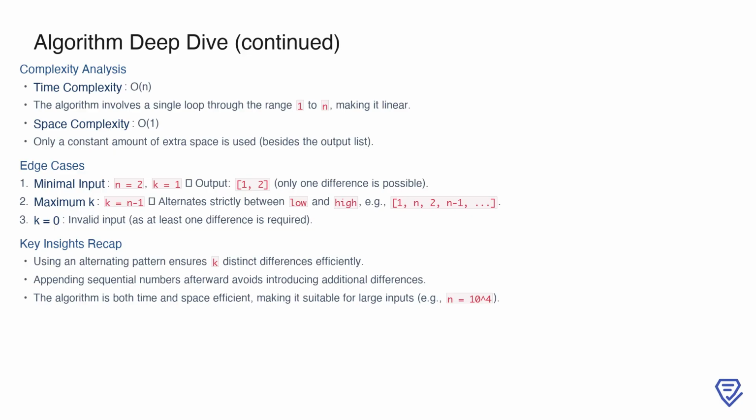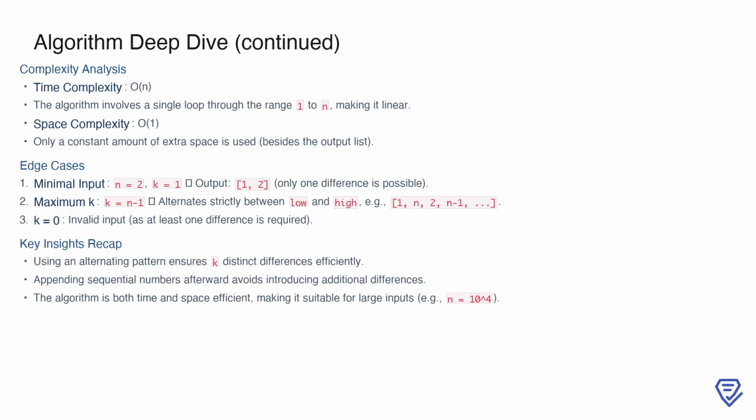When n equals 2 and k equals 1, the only possible output is 1, 2, as there is only one difference. When k equals n-1, the pattern alternates strictly between the smallest and largest numbers, such as 1, n, 2, and so on. For k equals 0, the input is invalid since at least one difference is required. By alternating between low and high values for the first k differences, and appending the remaining numbers sequentially, we ensure that the algorithm is robust and works efficiently even for large inputs like n equal to 10 to the power of 4.